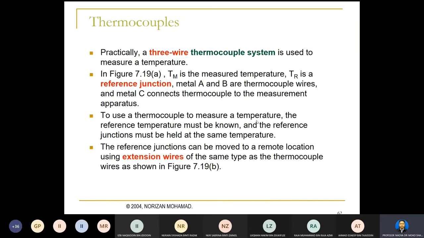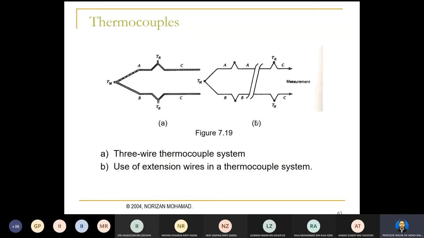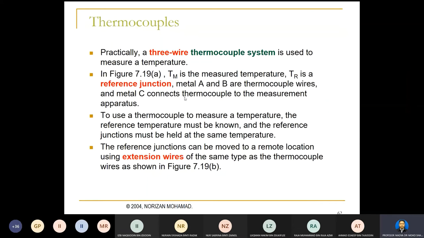Okay, so for thermocouples, practically a three-wire thermocouple system is used to measure the temperature. You can see the next figure: TM is the measured temperature, TR is the reference junction, metal A and B are the thermocouple wires, and metal C connects the thermocouple to the measurement apparatus. So you can see this is TM, measured, and this one is the reference. This is wire A, wire B, and wire C. You can see the function of C is to connect to the measuring apparatus.